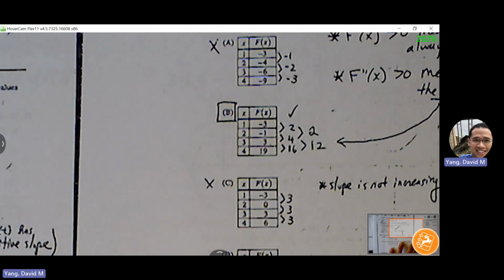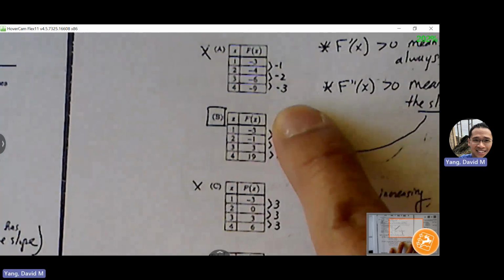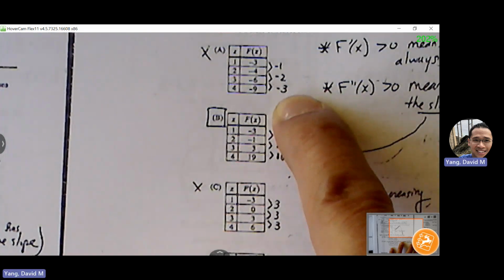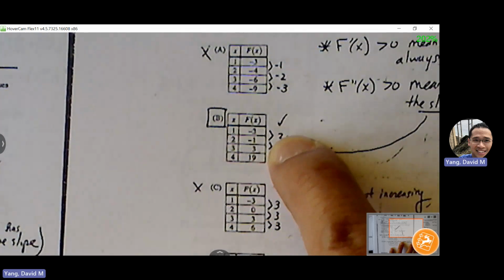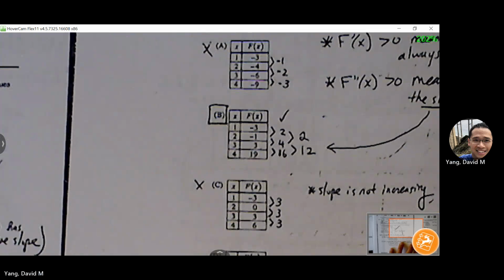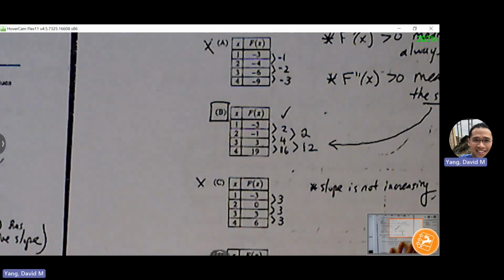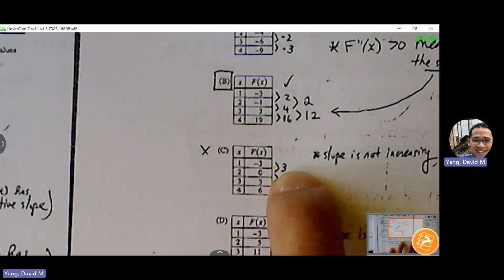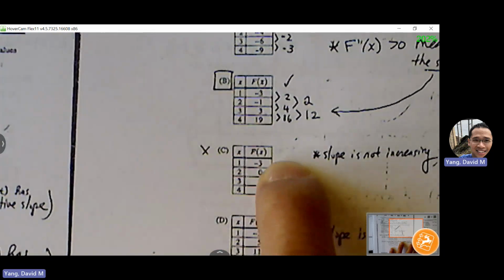Because it says that f prime is always positive, and we don't even see positive f primes. Here we do see positive f primes, right? Slope of 2, slope of 4, slope of 16. So we'll keep going, see what else we can gather. We get slope of 3, slope of 3, slope of 3.